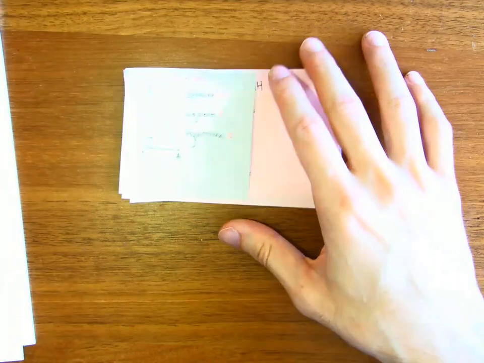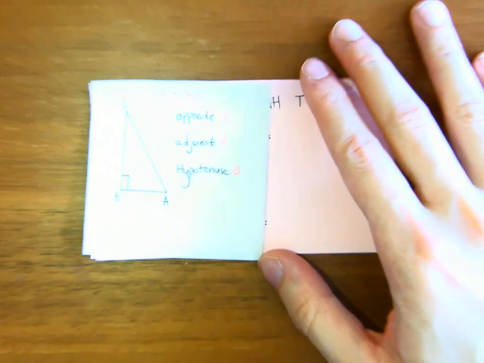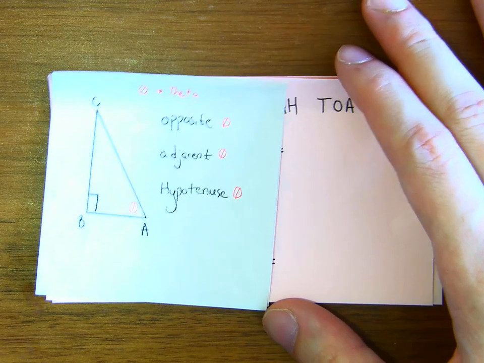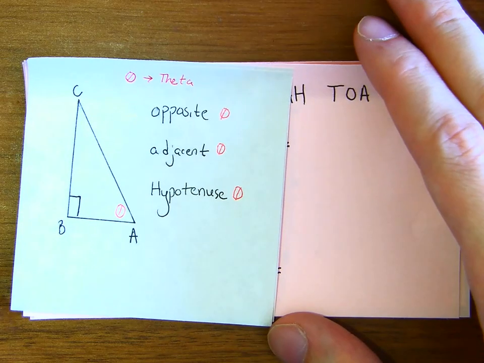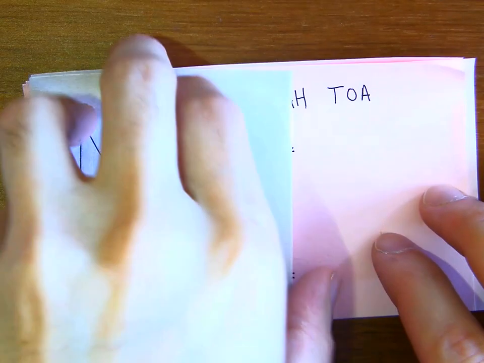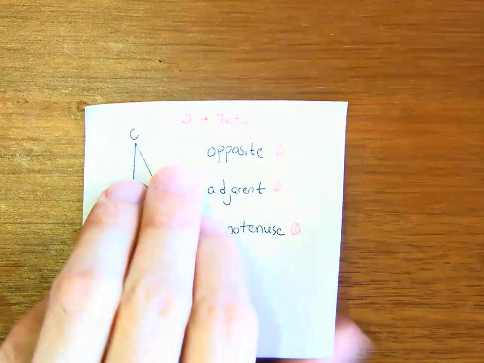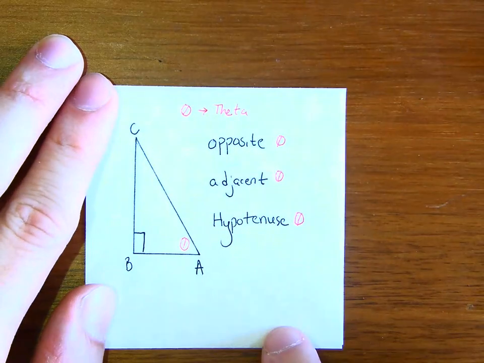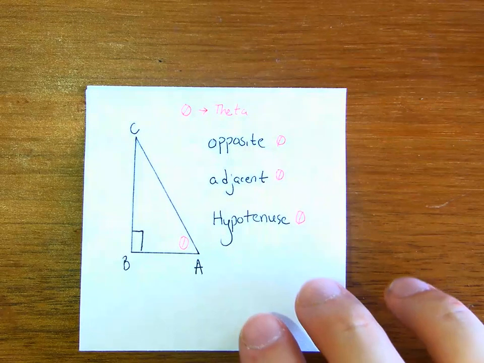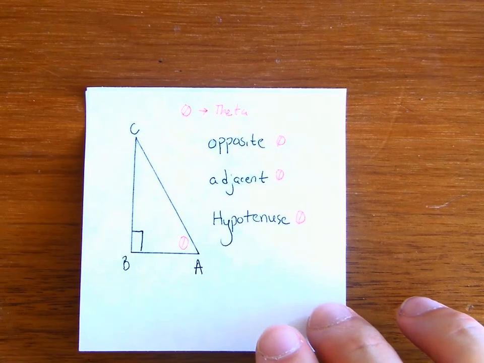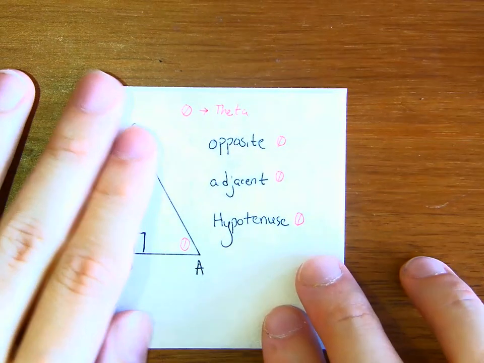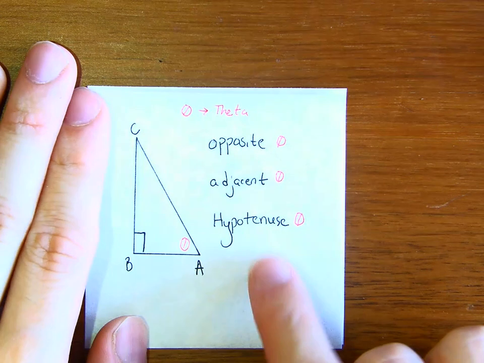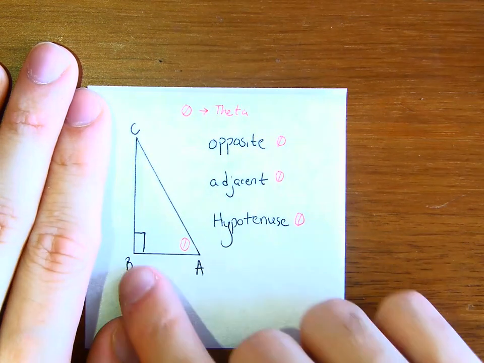Let me zoom in a little bit. What I'd like you to do is please take a second and copy this down, and if you want to use colors, that would be great. Let's imagine we have some sort of triangle, this triangle ABC.